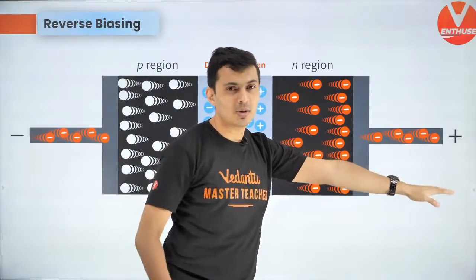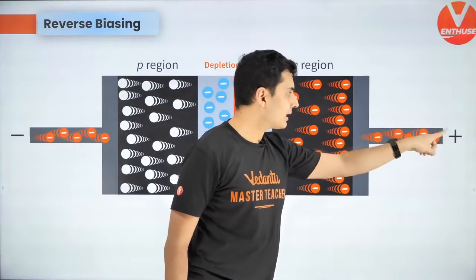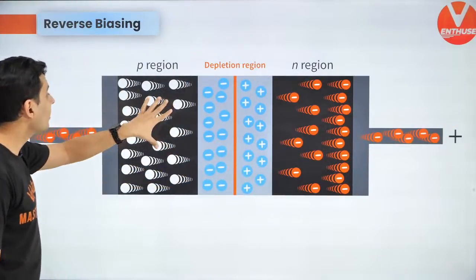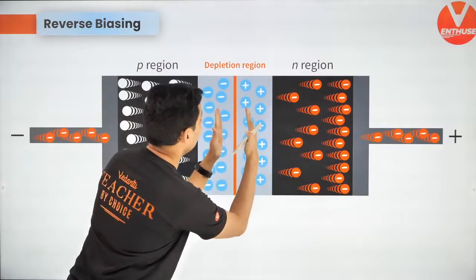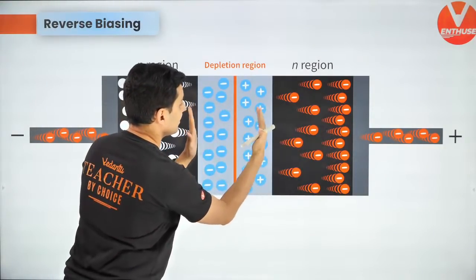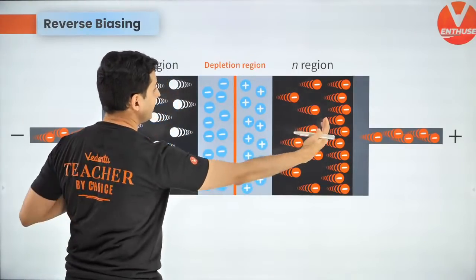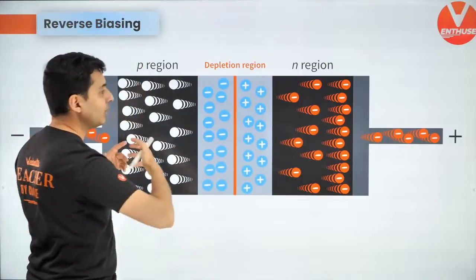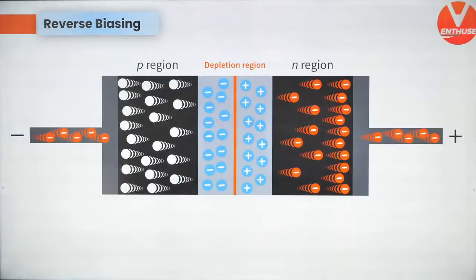Now that's the worst thing you can do. All the electrons will try to move here because you are connecting it to positive. All the holes will get pulled by this negative. So this depletion zone, this no man's land, this wall will become bigger, and you will not see conduction happening. That is a very bad, dangerous case.